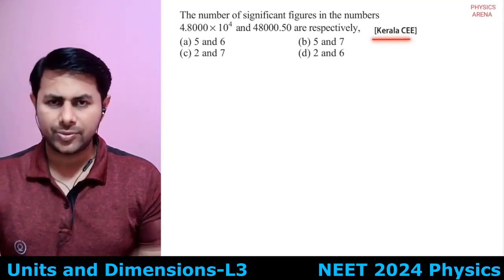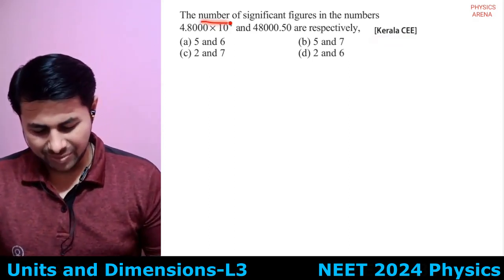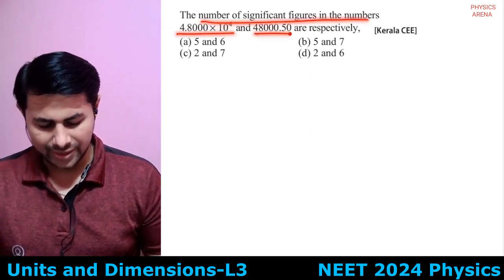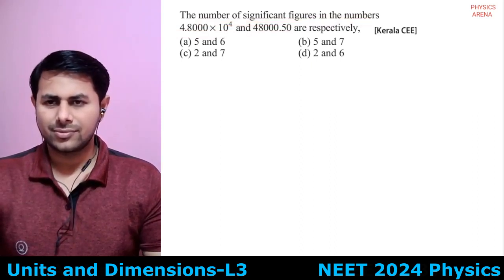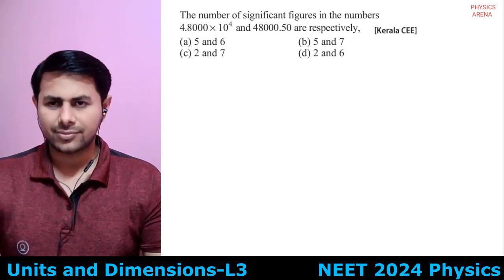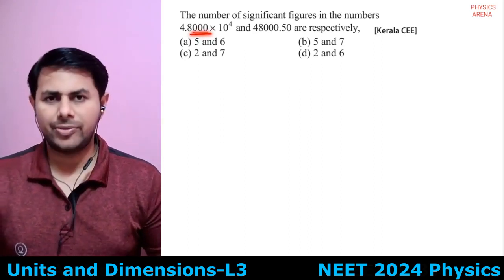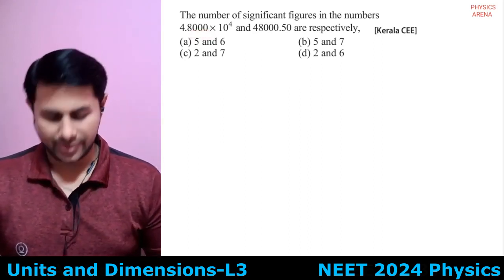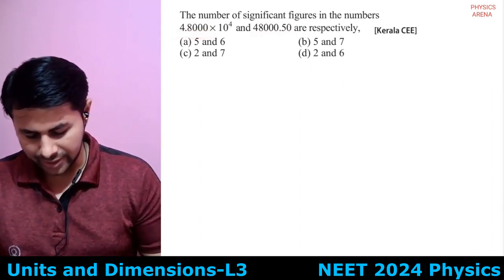So this is not from NEET. This is from some other exam. This is just to check whether we know about the significant digits or not. The number of significant figures in this number and this number are, respectively? So tell me. Five and seven. Is it five and seven or something else? Yes, five and seven. Because these zeros give us information about the resolution, so they are significant. So here it's five and here it's seven. Five and seven is the correct answer.